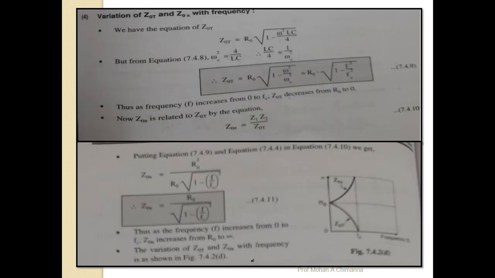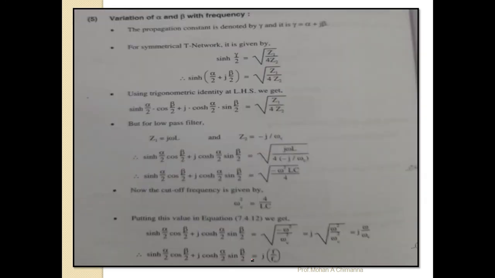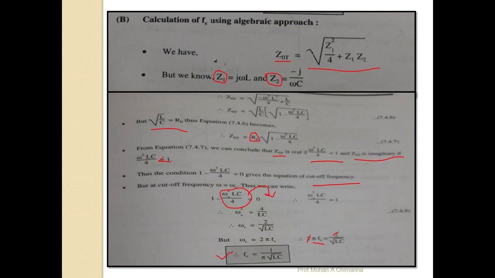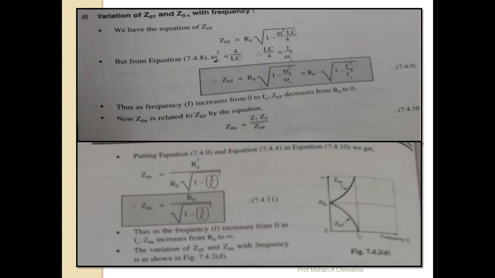So there is a variation again; we have seen here the variation of Z0T and Z0 pi with the frequency. We have the equation of Z0T equal to R0 under root of 1 minus omega square LC upon 4. So omega c square equals 4 upon LC from equation 7.8 here. Then LC upon 4 equals 1 upon omega c square.